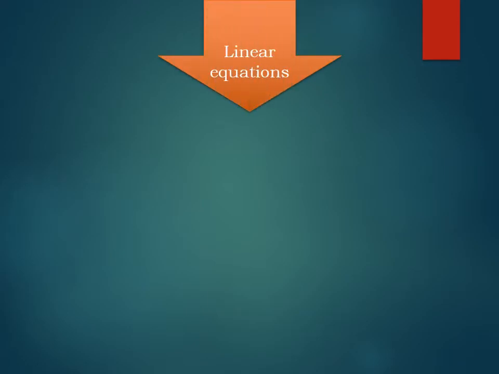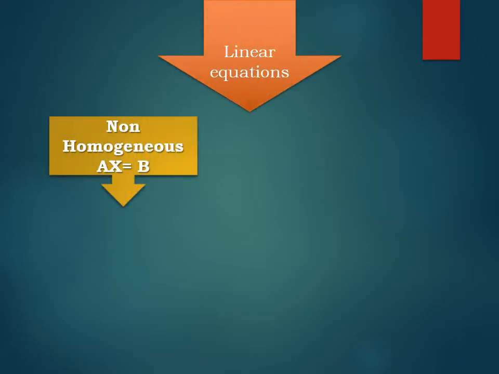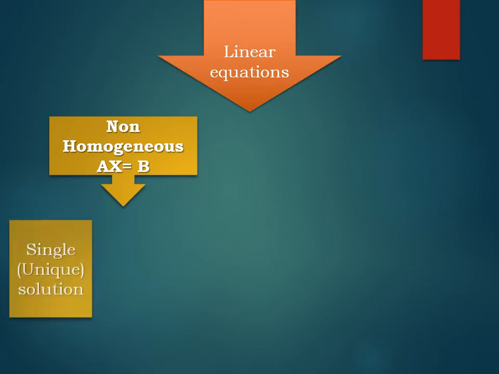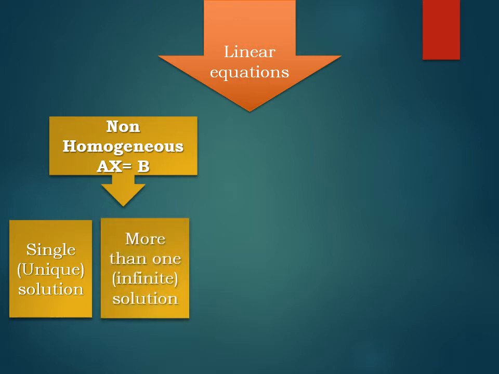The system of linear equations can be further divided as non-homogeneous, which is represented in matrix form as Ax equal to b. This particular system has either a unique solution, that is single solution, may have more than one solution, or may not have the solution. So if the non-homogeneous system has no solution, then it is inconsistent, whereas for unique and infinite solution it is consistent.